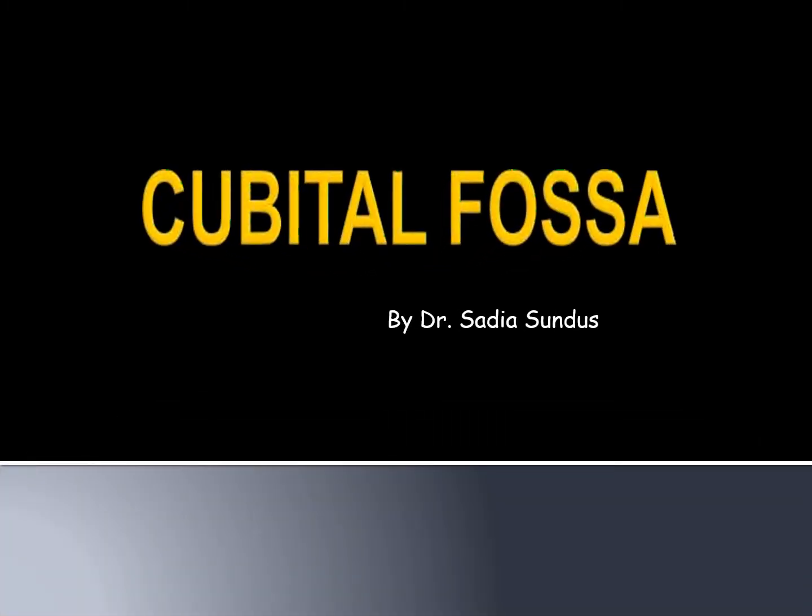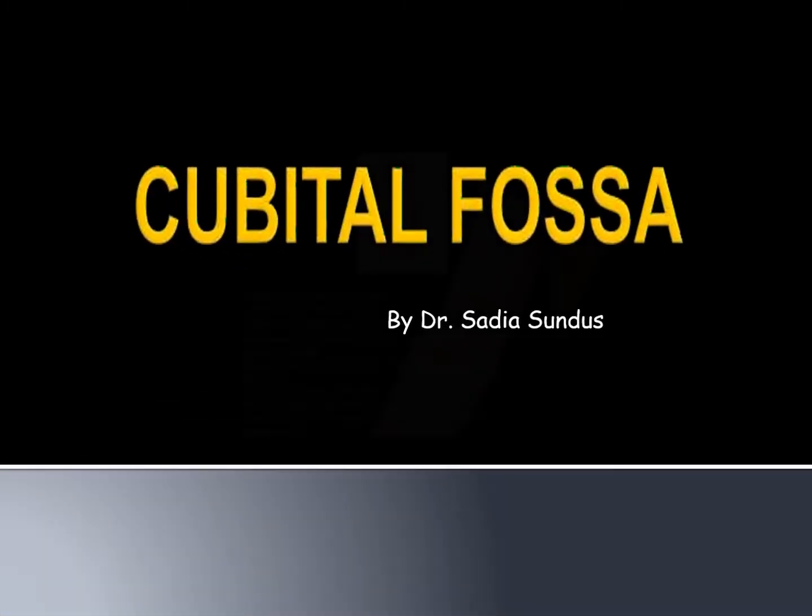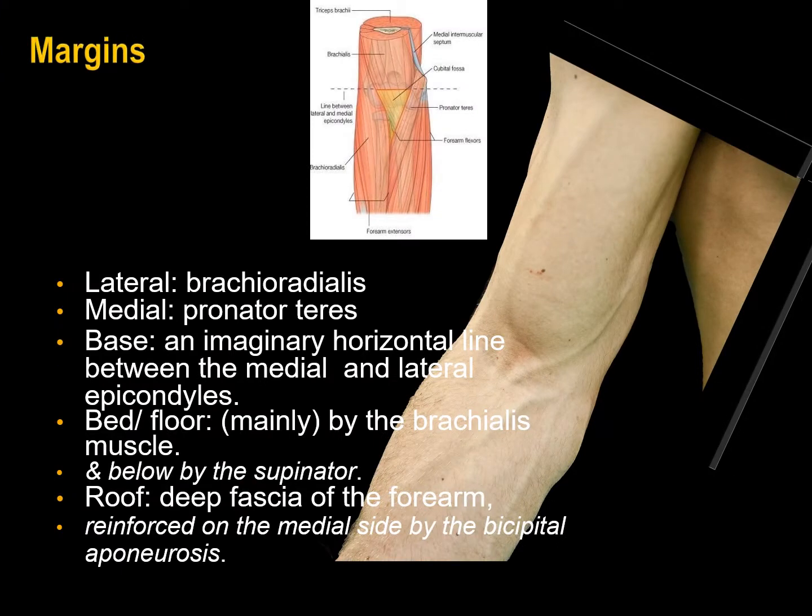So today's topic is cubital fossa. Cubital fossa is present in front of the elbow joint. It is bounded laterally by brachioradialis muscle, medially by pronator teres.